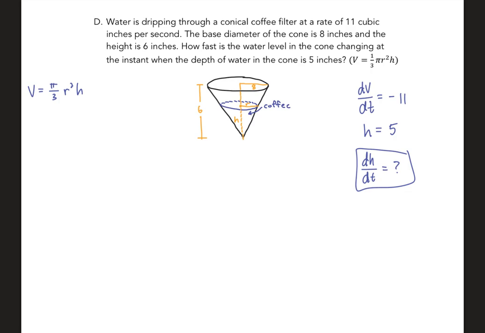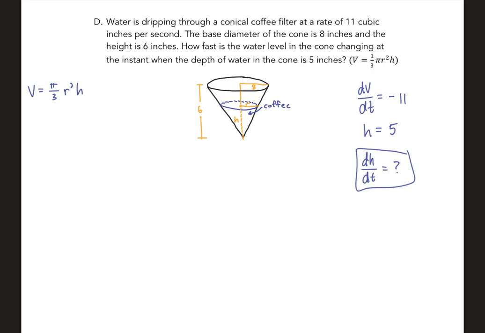Okay, so now think about, we're given H and we want dH dt, so nothing about R. We're not given R, we don't want R. Nothing about dr dt or anything, or R. So we want to try to get rid of this R if we can.